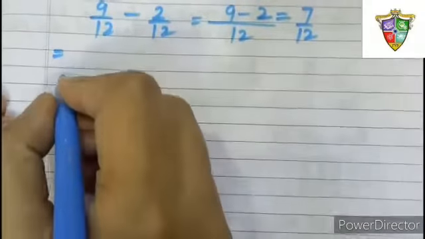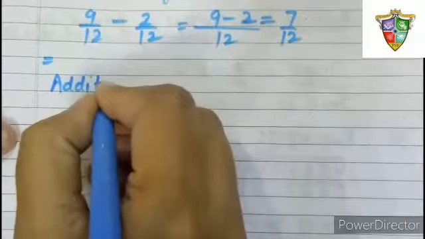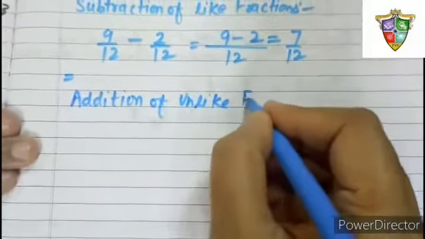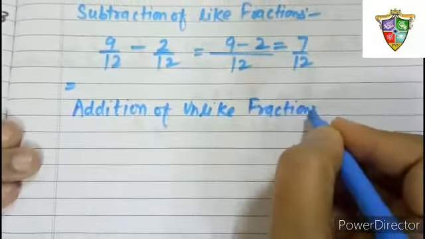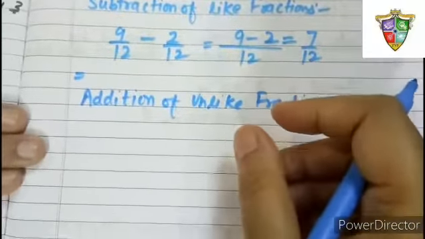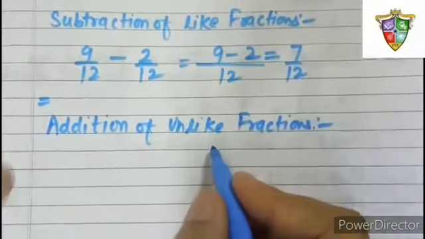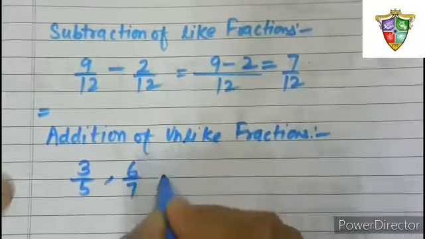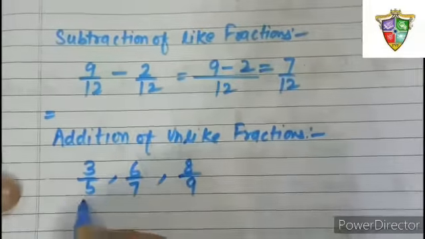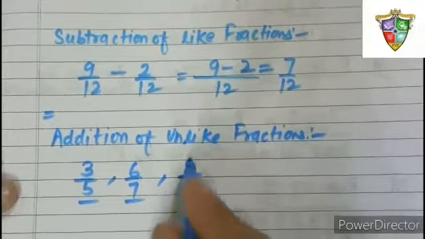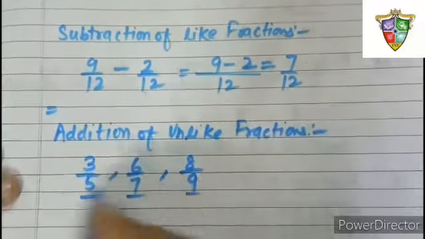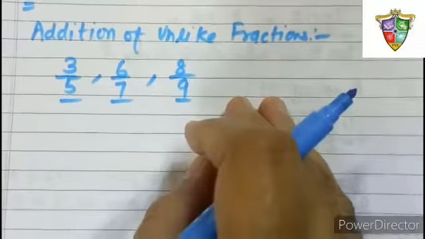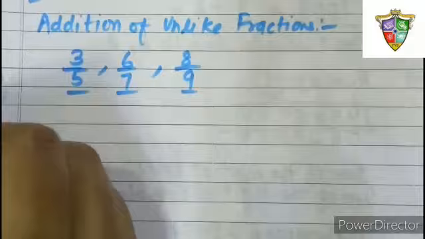Now we will talk about the addition of unlike fractions. As I told you in my last video, unlike fractions are those fractions where denominators are different. For example, 3 by 5, 6 by 7, 8 by 9. If you see, all these denominators are different, so these are called unlike fractions. So how are we going to add unlike fractions? I'm just going to take one example.